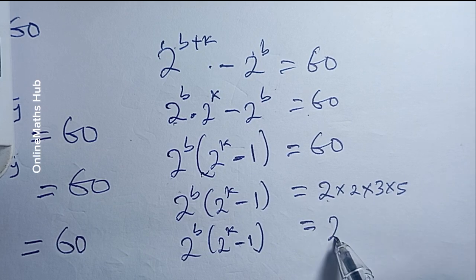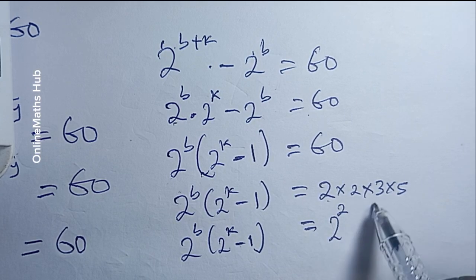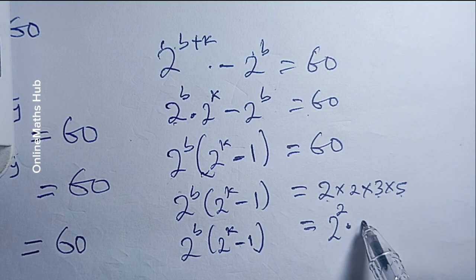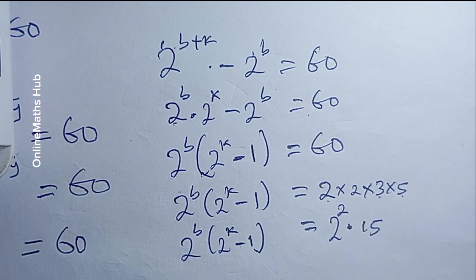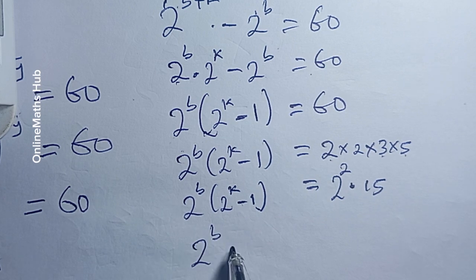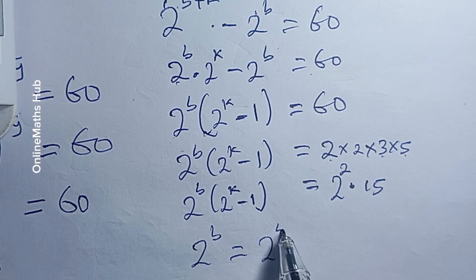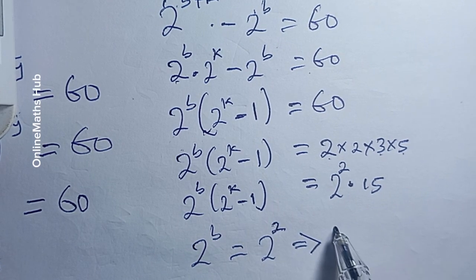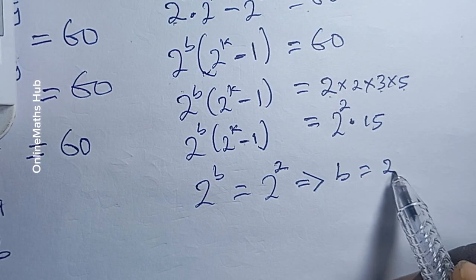So this is actually going to be 2 power 2, and then multiply by 3 times 5 is 15. Okay, so that you can see what we have right here. We can compare the two sides of the equation, so that if we do that, 2 power b will correspond to 2 power 2 right here, which of course implies from here that b is equal to 2.